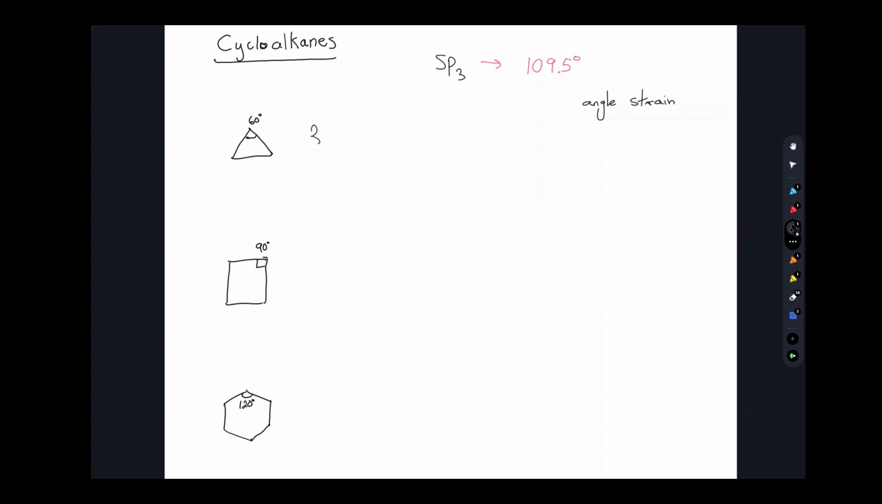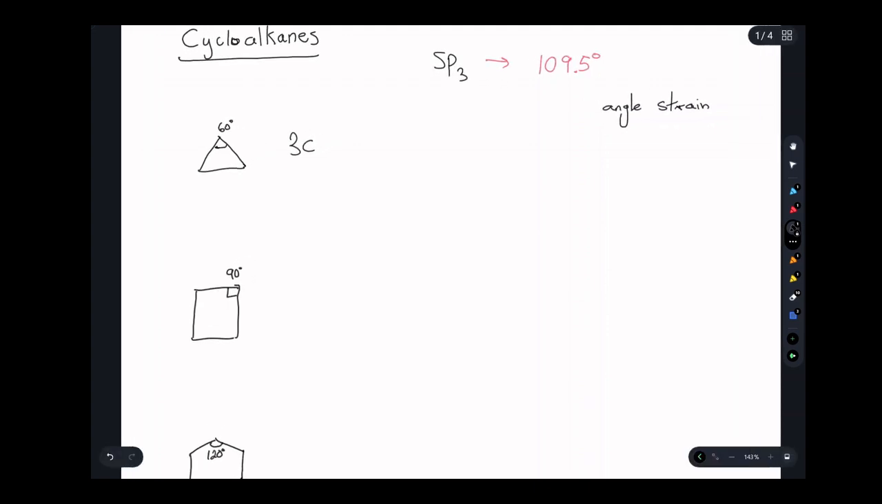Looking at this 3-carbon ring here, or cyclopropane, we can see that despite the ideal bond angle being 109.5, forcing the shape into a triangle is going to necessitate a bond angle of around 60 degrees. So this has a very horrible angle strain and isn't very stable. Of course, it can exist, but we're talking about the stable rings today.